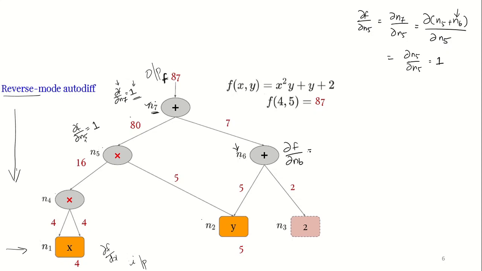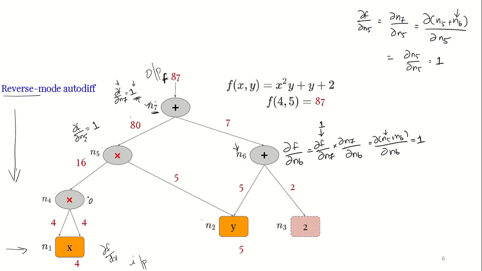In the same way, we have to find dou f by dou n6. What is dou f by dou n6? It is dou f by dou n7 into dou n7 by dou n6. This term is 1, as we found in the previous step. And we have to replace n7 with n5 plus n6, so it is equal to dou of n5 plus n6 divided by dou n6. This n5 is a constant, and the other term will be equal to 1, since dou n6 by dou n6 is 1. So these terms are all 1.